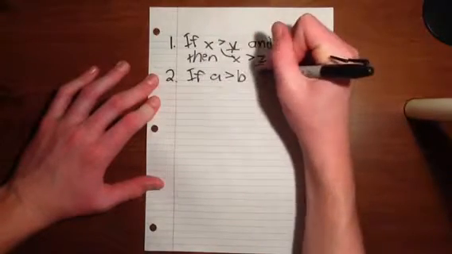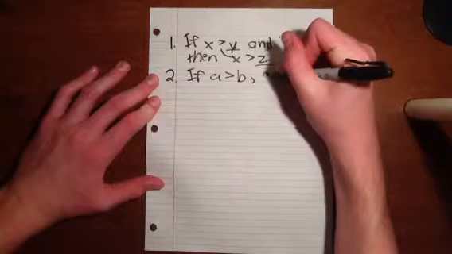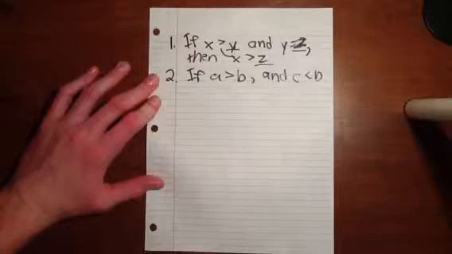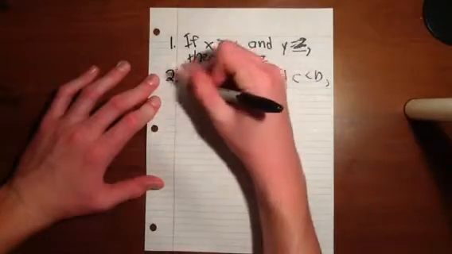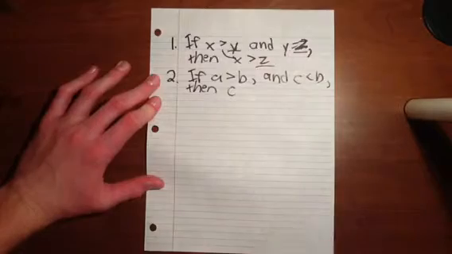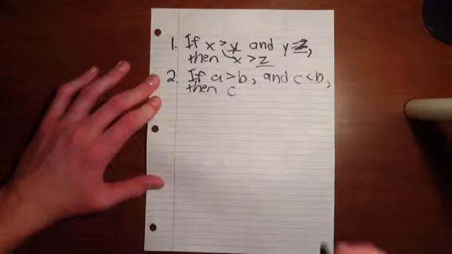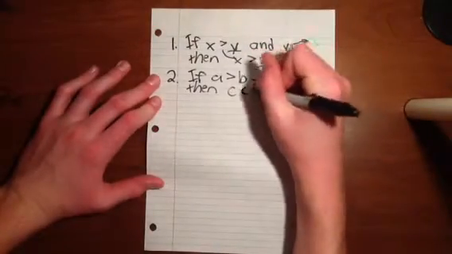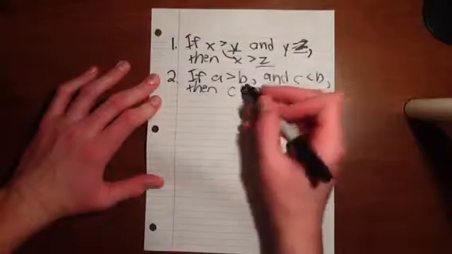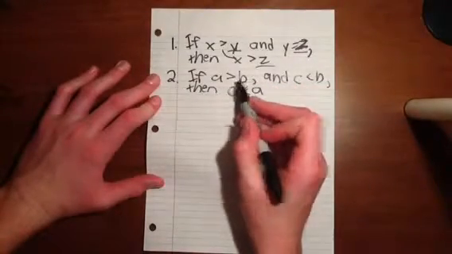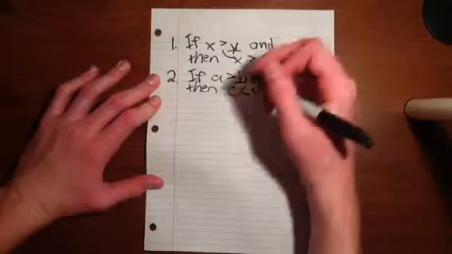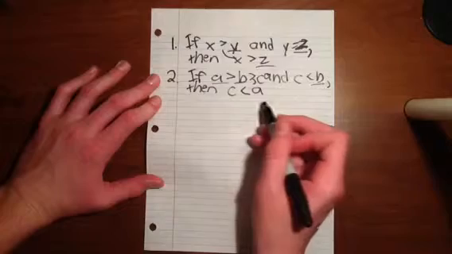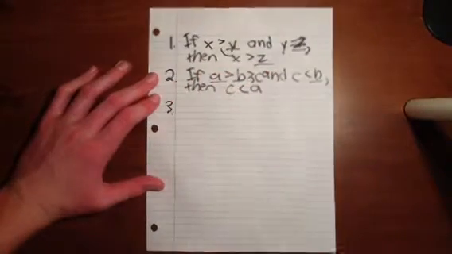If a is greater than b and c is less than b, and the answer, then c would be less than a, because a is greater than b, which is greater than c. So c would be less than a, or a would also be greater than c. Number 3.